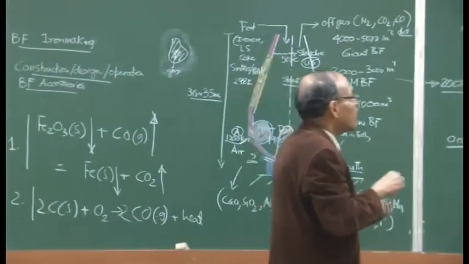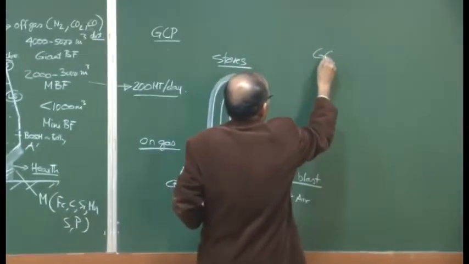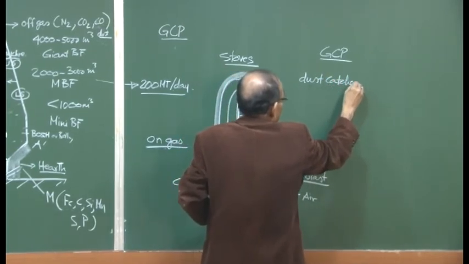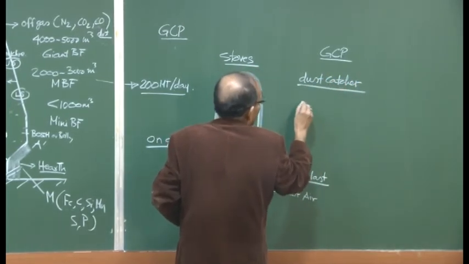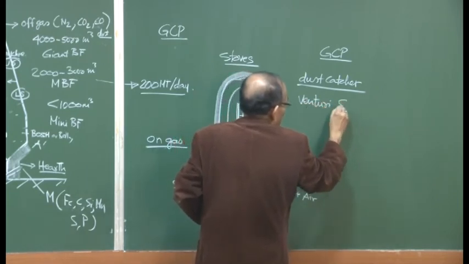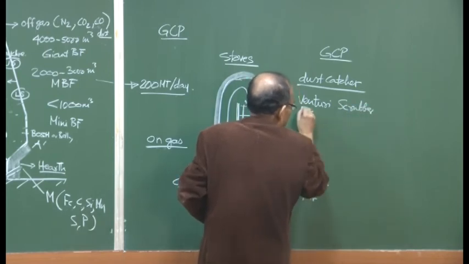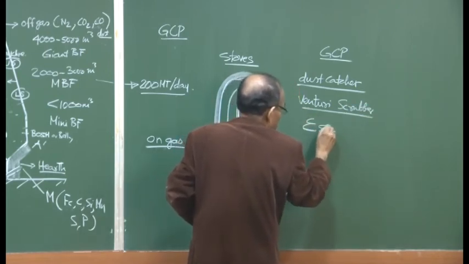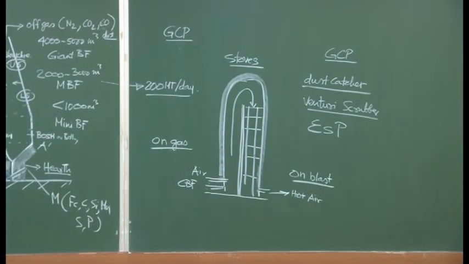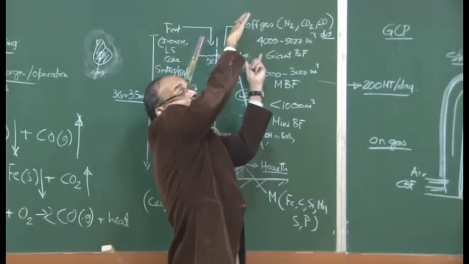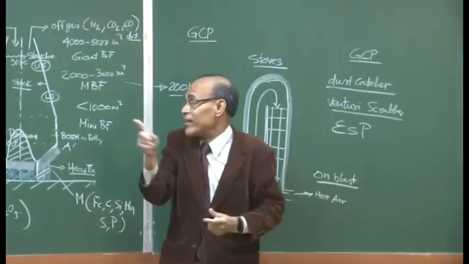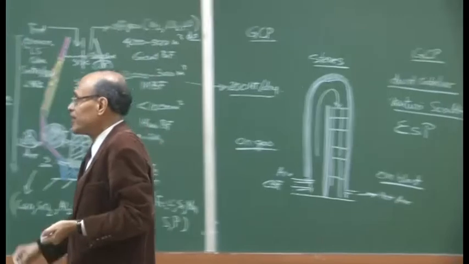Okay? And then we have the gas cleaning plant, and in the gas cleaning plant we basically have a dust catcher, then we have a Venturi scrubber, and then we have an electrostatic precipitator, ESP. So, you have huge uptakes here, huge pipes coming out from the top, carrying carbon monoxide, carbon dioxide, nitrogen and dust, and where is it coming? It is coming to the dust catcher.